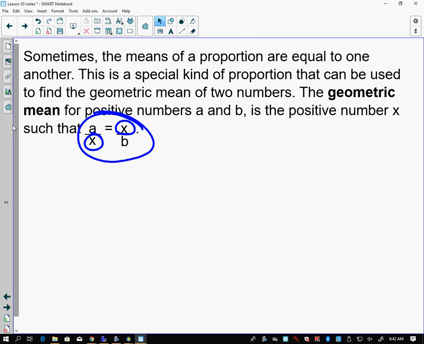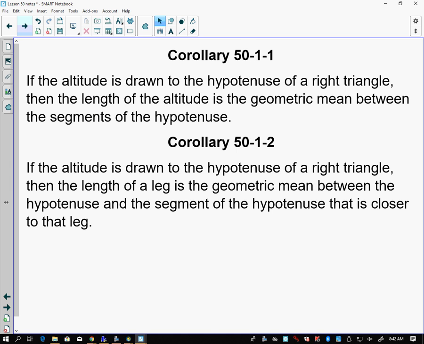Questions up to this point? Okay. So the corollaries are what's going to make our lives a little bit simpler in terms of solving some of these triangles. If the altitude is drawn to the hypotenuse of a right triangle, then the length of the altitude is the geometric mean between the segments of the hypotenuse.